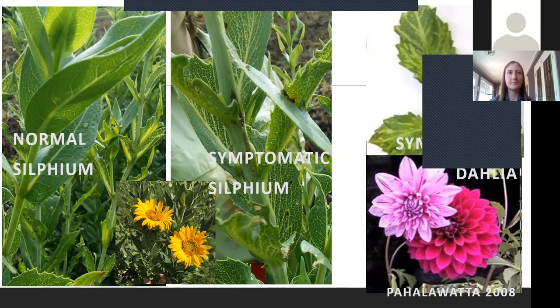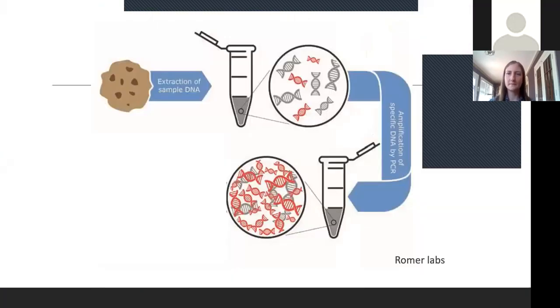So right now we're currently trying to figure out which of the three strains of dahlia mosaic virus we have. And we have a colleague at Washington State University named Hanu Papu, who's been very gracious and has worked with us. He's studied dahlia mosaic for a number of years and was willing to test some of our Silphium samples.